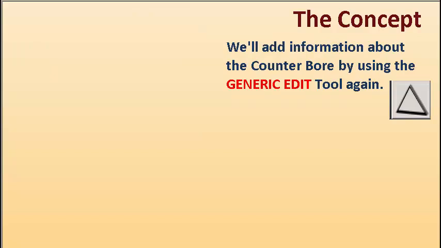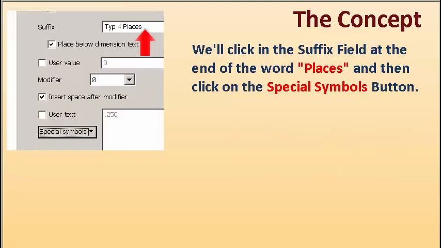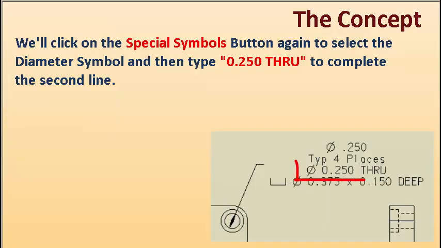We'll add information about the counterbore by using the generic edit tool again. We'll select the dimension and click again on the display text option. We'll click in the suffix field at the end of the word "places" and then click on the special symbols button. A long list of entries appears. We'll select the end of line entry.